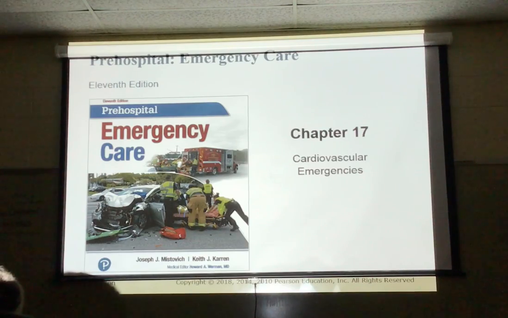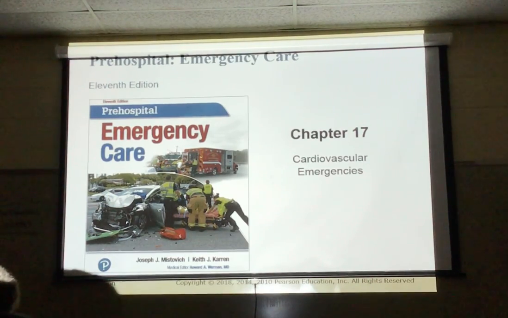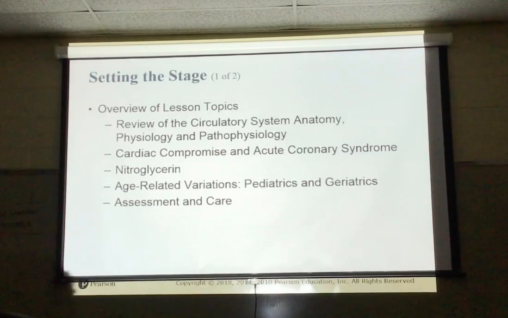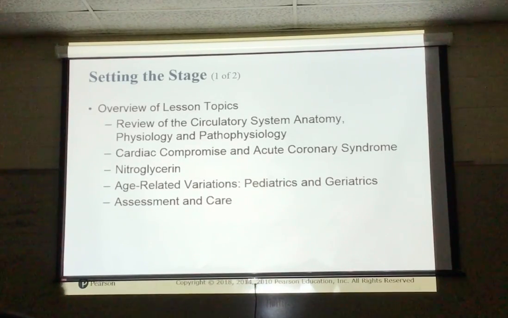So, chapter 17, cardiology. It's 101 slides, and we're going to power right on through it. Okay? We're going to review the circulatory system anatomy, physiology, pathophysiology, cardiac compromise, acute coronary syndrome. We're going to talk about nitroglycerin. All right? We're going to talk about age-related variations, pediatric versus geriatrics, and assessment and care.